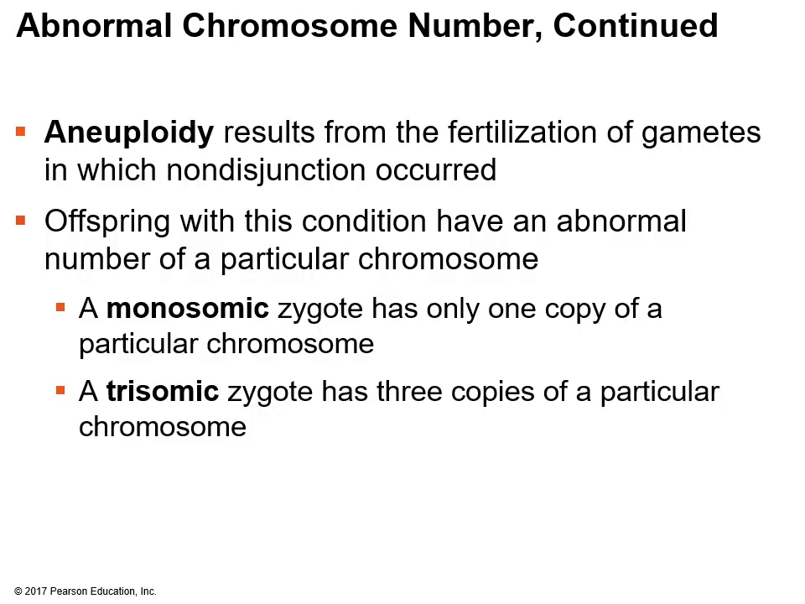Aneuploidy results from the fertilization of gametes in which non-disjunction occurred. Offspring with this condition have an abnormal number of a particular chromosome. A monosomic zygote has only 1 copy of a particular chromosome, a trisomic zygote has 3 copies. That would be similar to the pictures that we saw earlier.